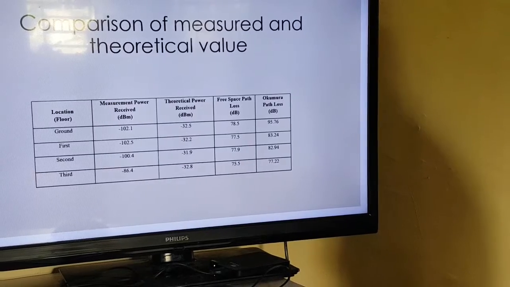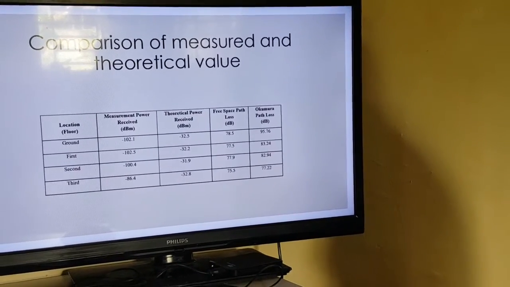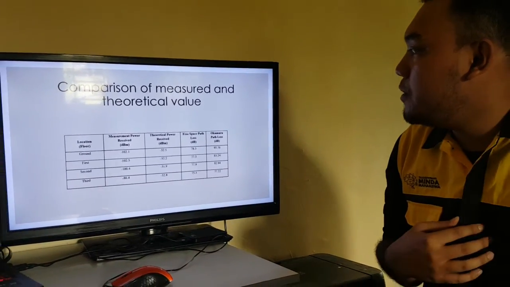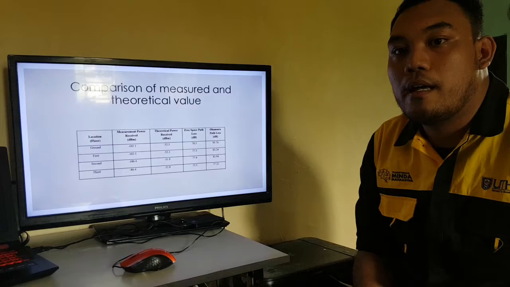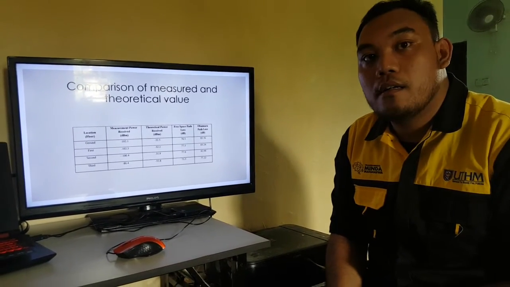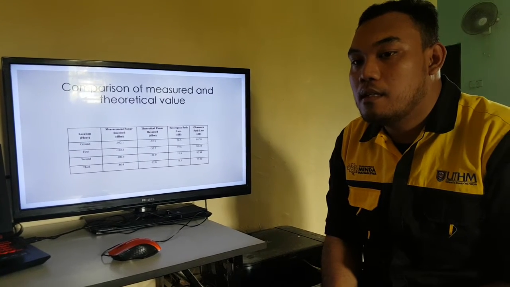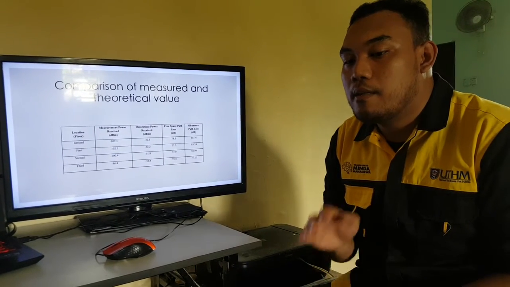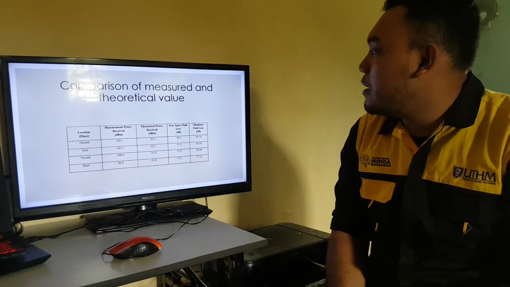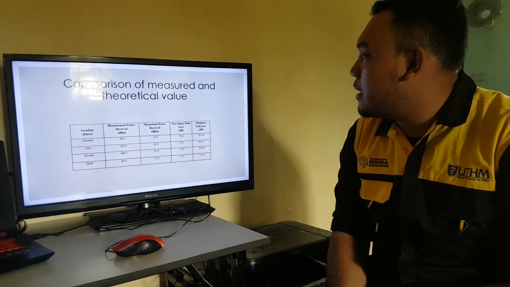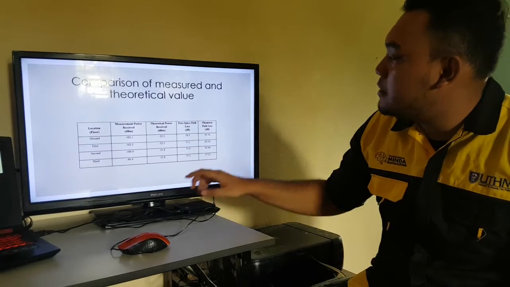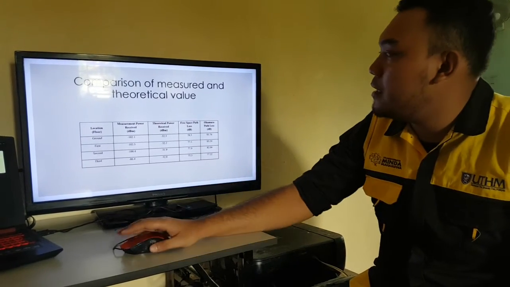So from the calculation we got a slightly different value from the theoretical value, maybe due to the losses and partitions inside the building, such as the walls and other materials that can block the signal and reduce the strength of the signal. Okay, we also calculated the free space loss and Okumura path loss using a previous formula, and we got these values inside this table.